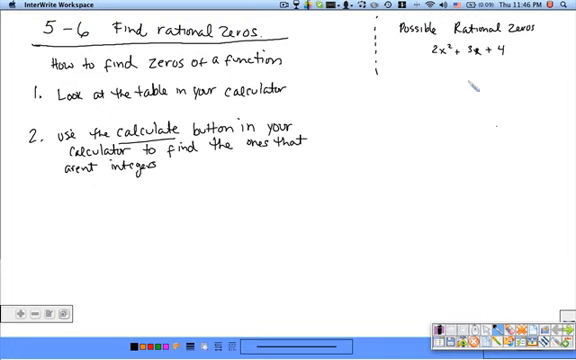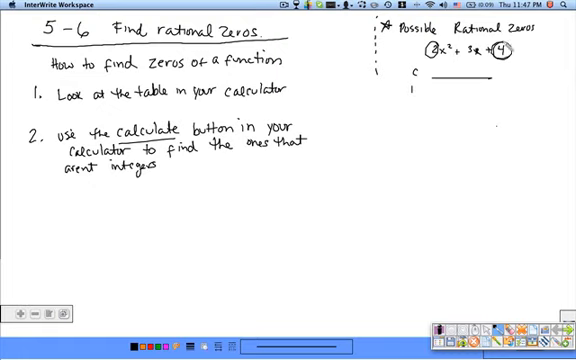Last time we talked about this concept right here. Example 1 was about finding possible rational zeros. Let's just do that real quick. You're looking at the leading coefficient and constant. Remember, the factors of the constant go on top. Factors of the leading coefficient go on the bottom.